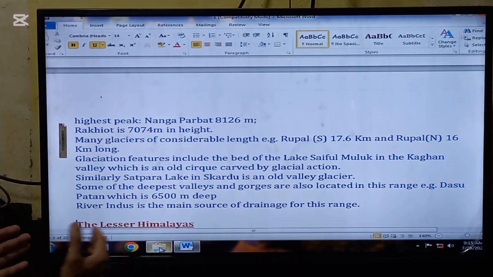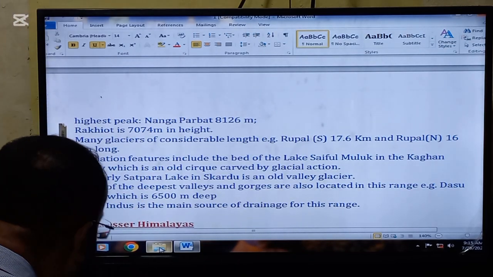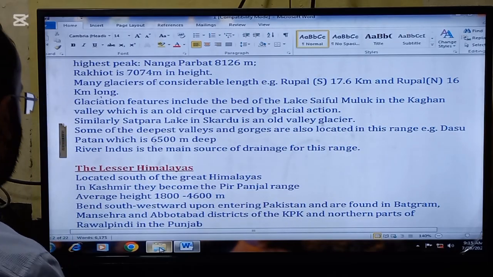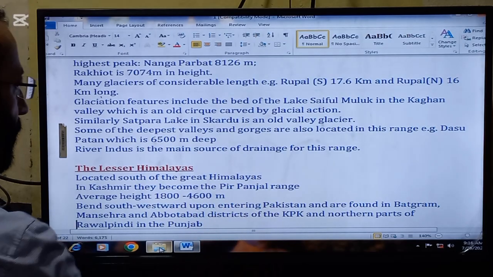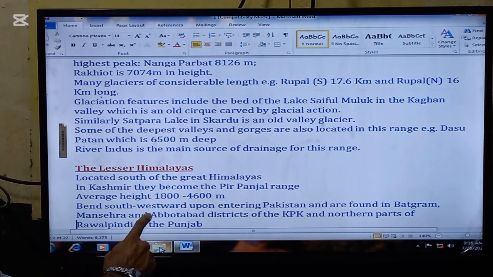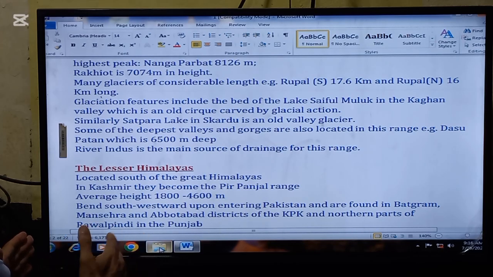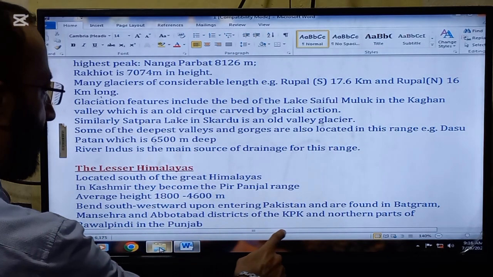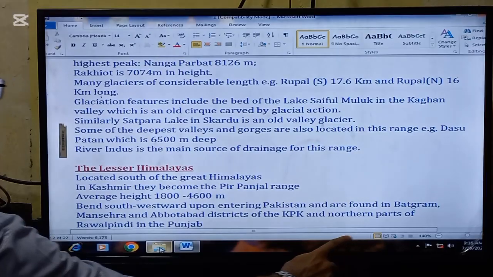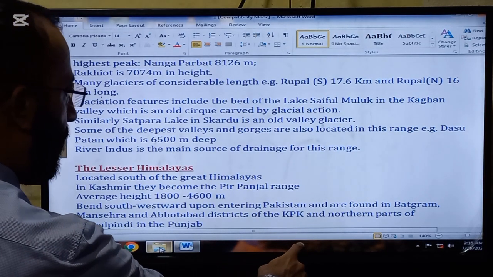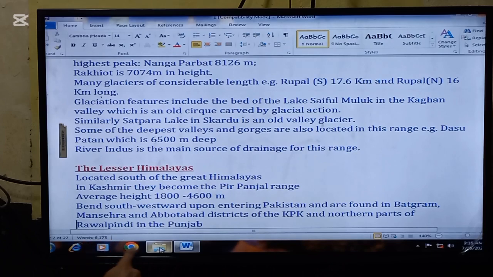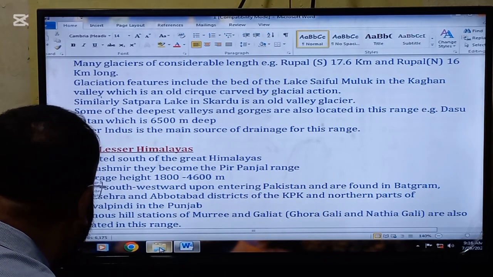So the next thing that we are going to read is the Lesser Himalayas. Located south of the Great Himalayas, in Kashmir, they become the Pir Panjal range. Average height is 1,800 to 4,600 meters. They bend southwestwards upon entering Pakistan and are found in Batgram, Mansehra, and Abbottabad districts of the KPK and northern parts of Rawalpindi in the Punjab.